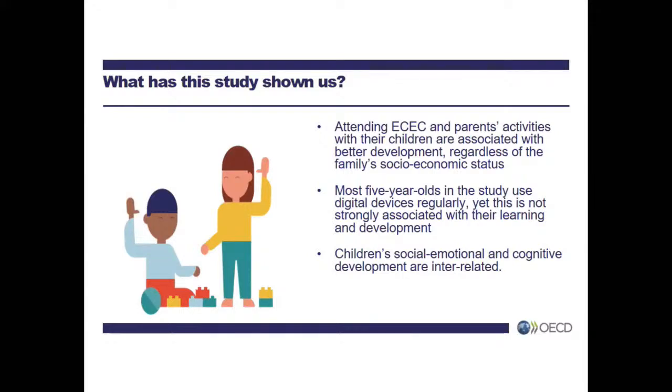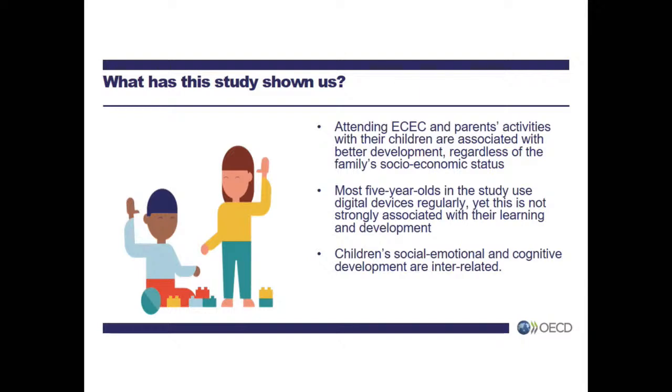If we look at the home environment, we had a comprehensive questionnaire for parents that we were confident gave us accurate information, and we see that for children, even from the poorest homes where their parents read to them regularly, engage them in back and forth conversations, and are involved in the child's ECC or school, we see that those children do better again across the board, both in their cognitive development, their literacy, emergent literacy and numeracy, and in their social emotional skills.